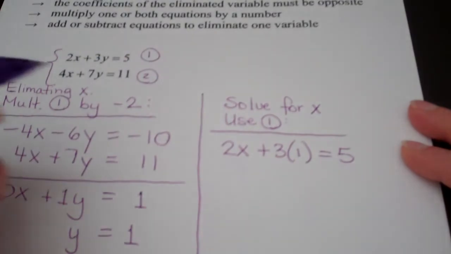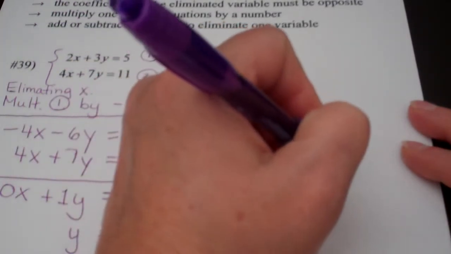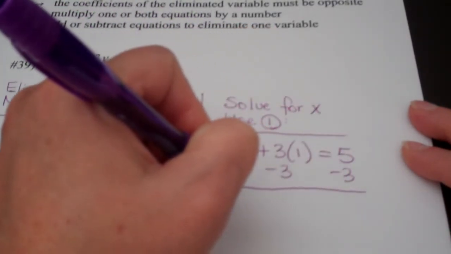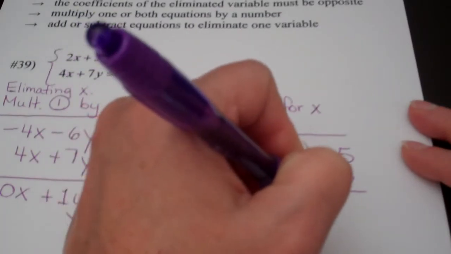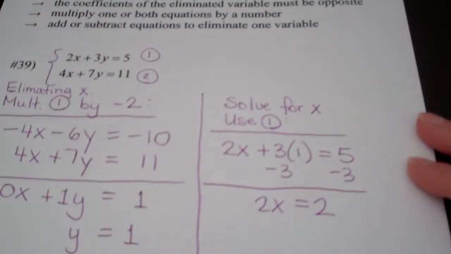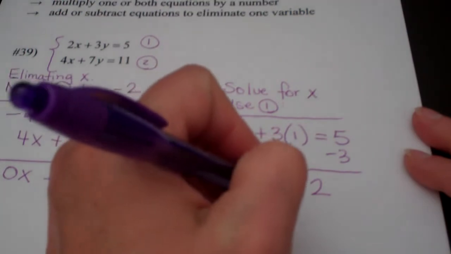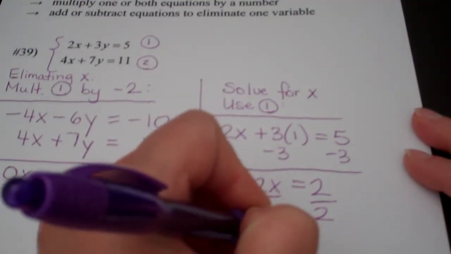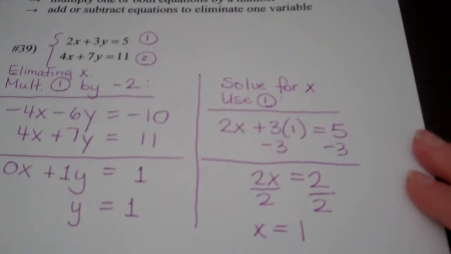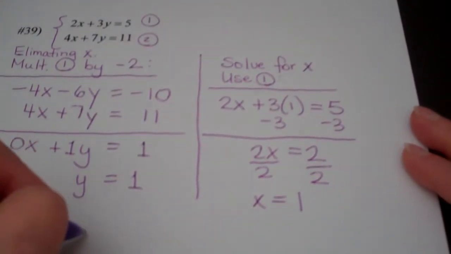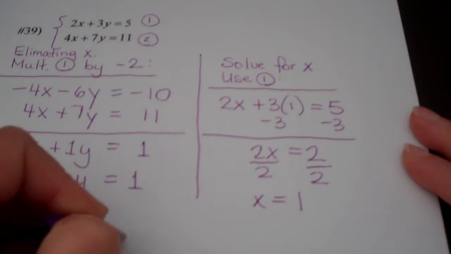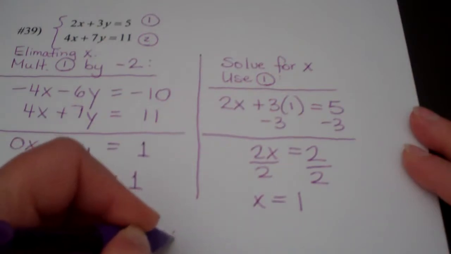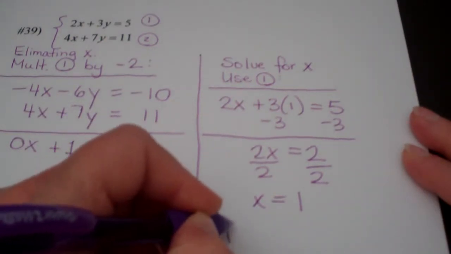And so really 3 times 1, that's 3. So I'm going to subtract 3 over. And if I divide both sides by 2, looks like x is positive 1. So my solution is the point (1, 1).